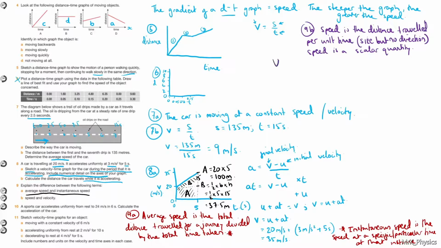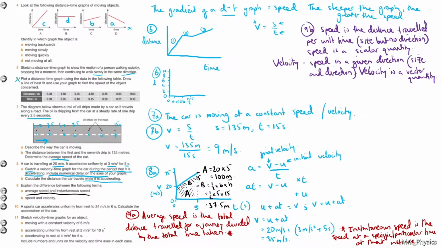On the other hand, when we think about velocity, this is your distance travelled per unit time in a given or particular direction. In other words, size and direction. Velocity is a vector quantity. Okay, so that's number 9b done.